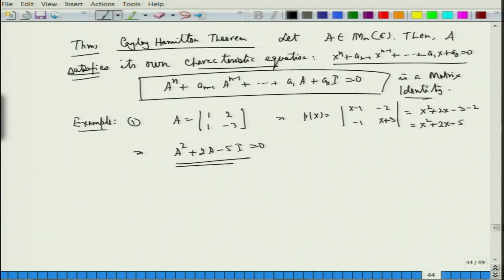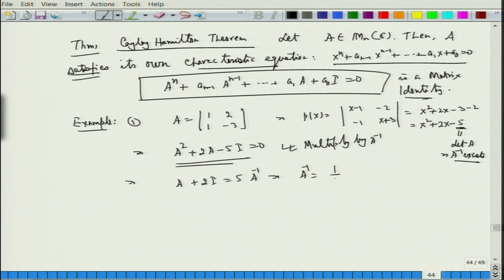Now, recall minus 5 is nothing but the determinant of A. All right, just look at this. So, minus 5 is the determinant of A, which implies A inverse exists. So, I can multiply this by A inverse. This will imply that A plus 2 times identity is equal to 5 times A inverse, which implies A inverse is equal to 1 upon 5 times A plus 2I. Is that okay? So, we are able to say this about A inverse whenever it exists.